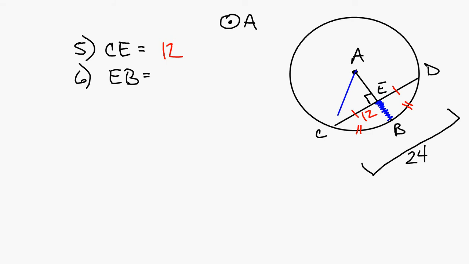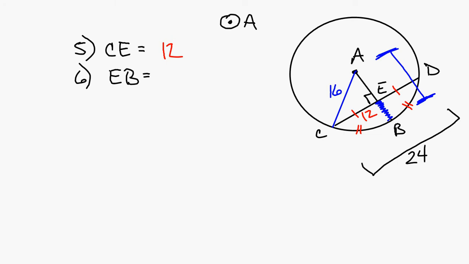That line from A to C represents the radius of the circle. And you're told that the radius is 16. So this piece is 16. Now, A to B is also 16 because it is a radius. So if you can find A to E and subtract it from 16, it'll give you E to B.